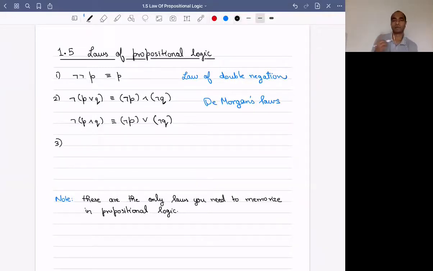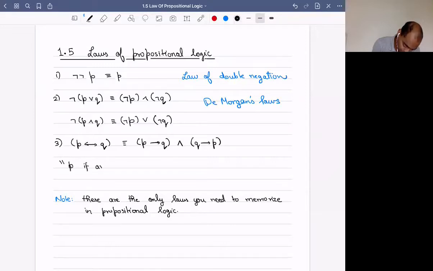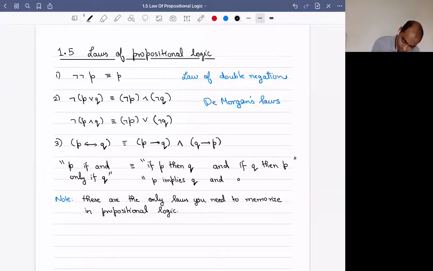This is involving biconditional equivalence. It says that P if and only if Q is logically equivalent to P implies Q and Q implies P. Recall that the left-hand side is P if and only if Q, and the right-hand side is saying that if P, then Q, and if Q, then P. And this is also very commonly written as P implies Q and Q implies P. I am going to leave this as an exercise to show that these two are logically equivalent.